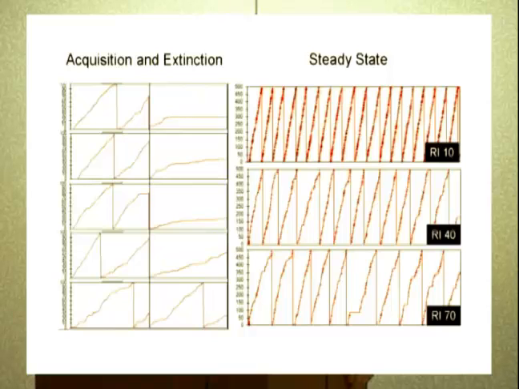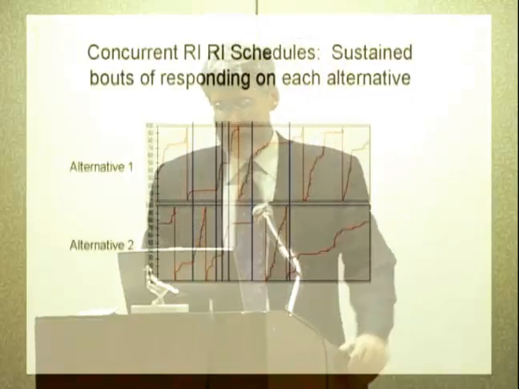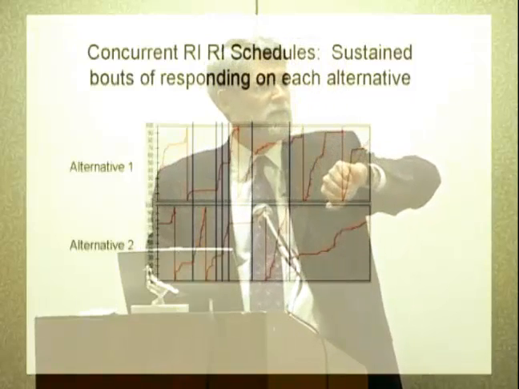Here's another example of many, many more generations, 20,000 generations or so, on an RI10, an RI40, and an RI70. Constant rates of responding, as you would expect, with a few little perturbations, little pauses and irregularities here and there. And you see that the rate of responding declines as the schedule becomes leaner, as you would expect.